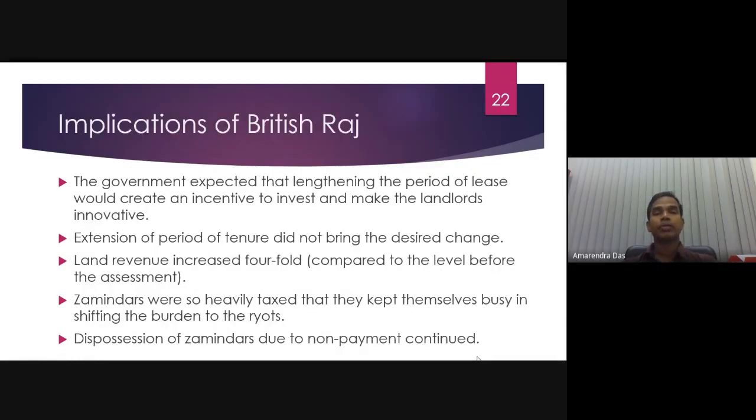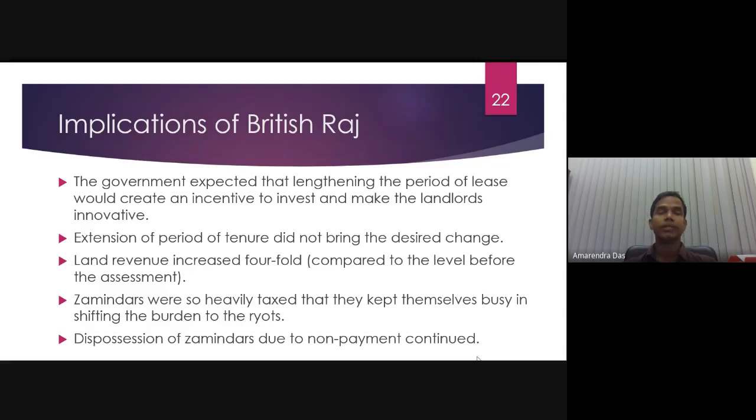And then the British government thought that by increasing the term of the lease, they could incentivize the farmers, the zamindars, to invest and make the landlords innovative. Because in the theory of property right, we believe that if you give a secured tenure, then people would invest, and if they get a lease for a long term, then the landlords would invest to develop the land. However, the extension period of the tenure did not really help or increase the productivity of the land.